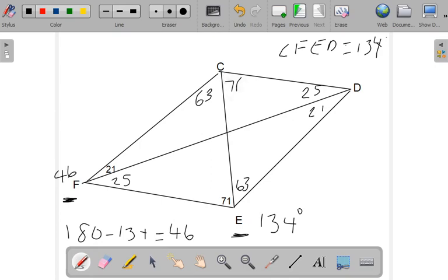Okay, that's kind of a quick overview of parallelograms.